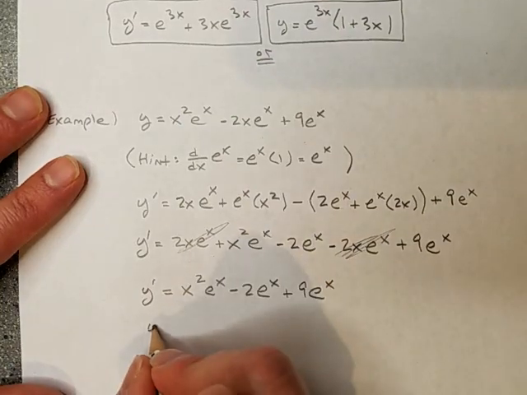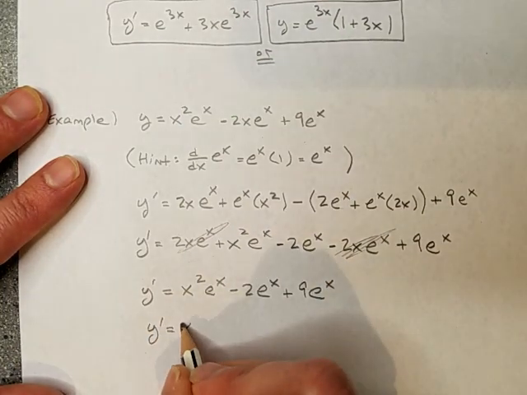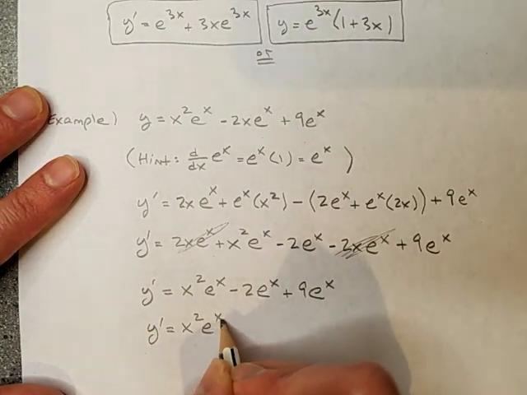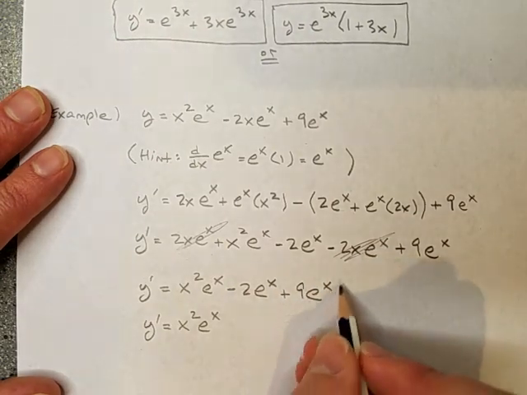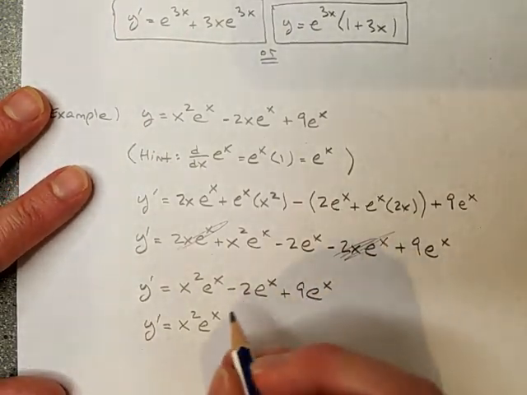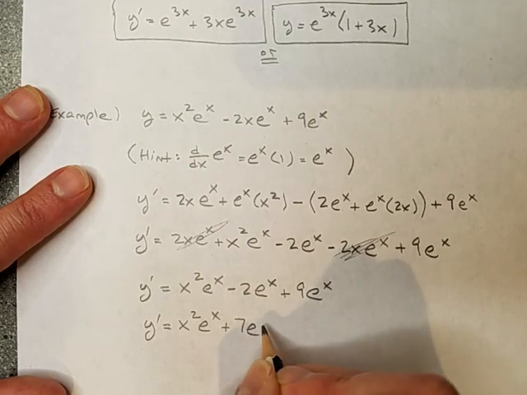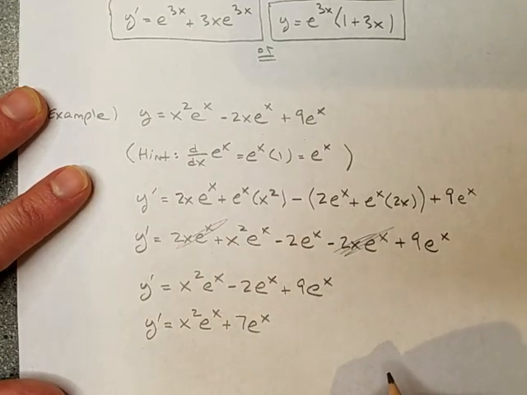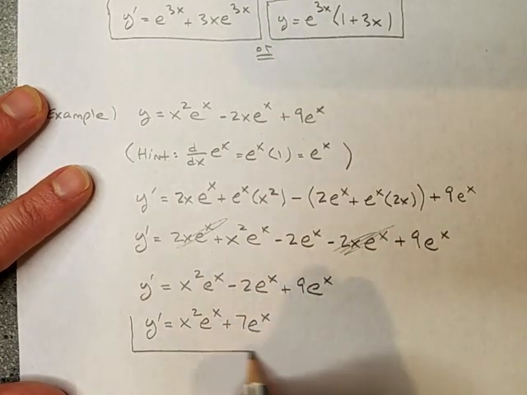So my final answer, x squared e to the x. What? 9 apples take away 2 apples. That's kind of how it is. It's 7. Okay. All right. So I could give you that.